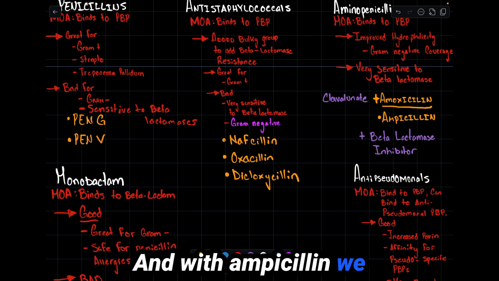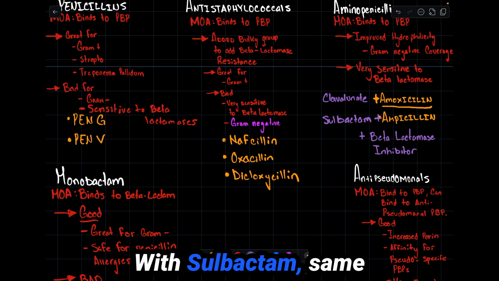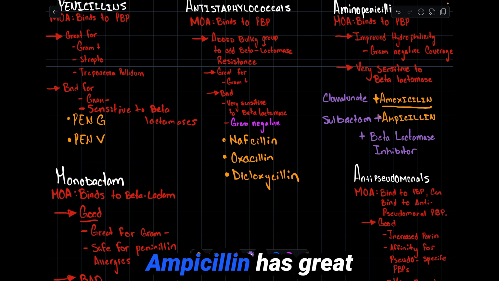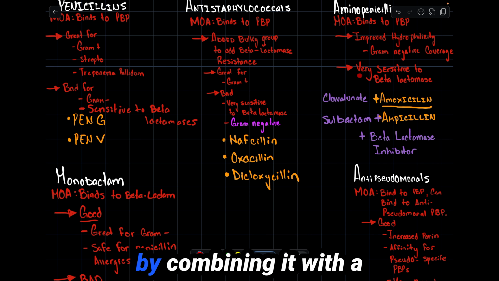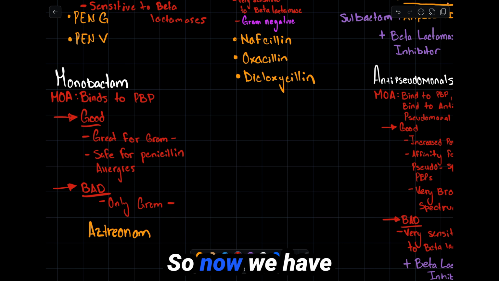And with ampicillin, we can combine it with sulbactam. Same principle that we do with amoxicillin. Ampicillin has great gram-negative penetration, but it's still very sensitive to beta-lactamases, so we're addressing that by combining it with a beta-lactamase inhibitor. So now we have the monobactams.